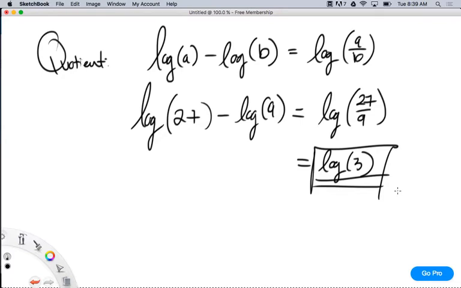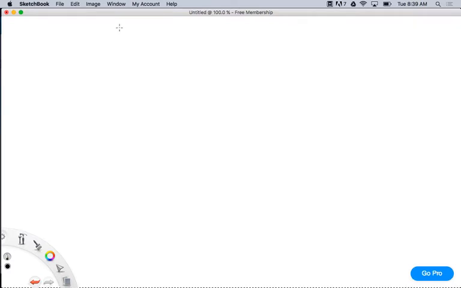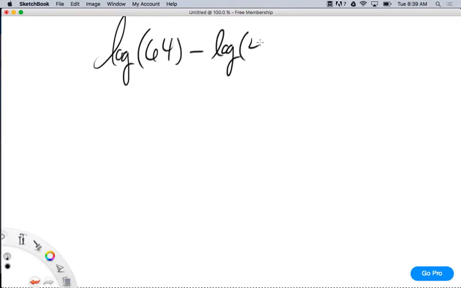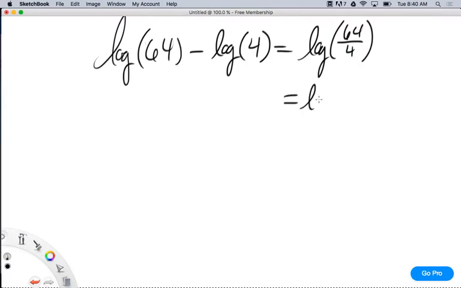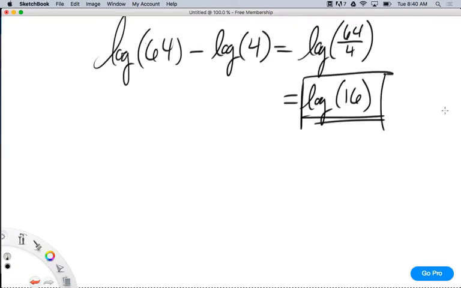Any questions on these? All right. Next, just do another example so we're clear. Log of 64 minus log of 4 equals log 64 over 4, which is log of 16. Okay? So whenever you're subtracting logs, you're dividing. And your final answer is log of 16.